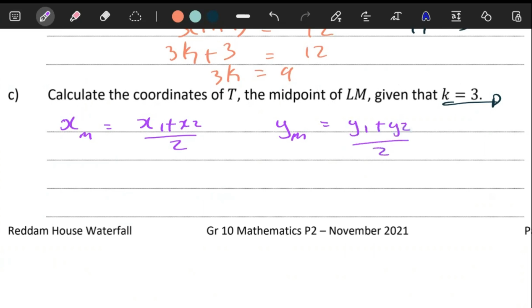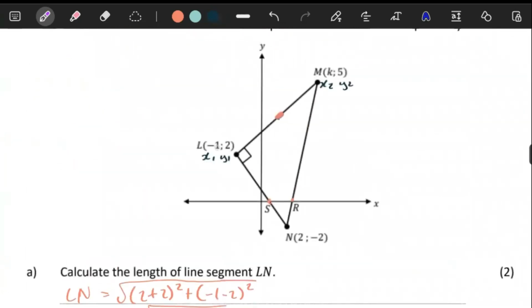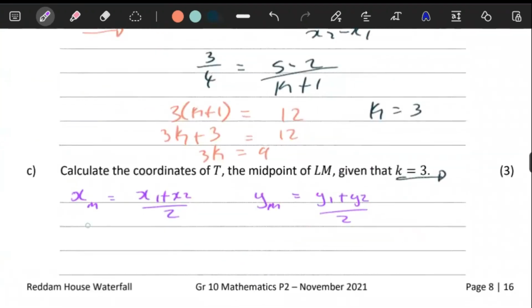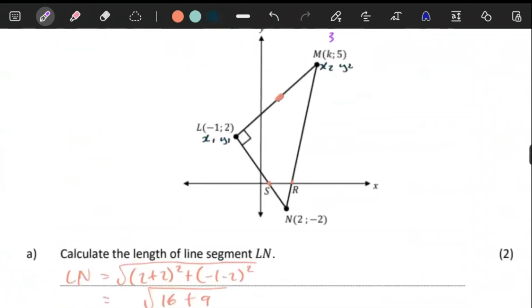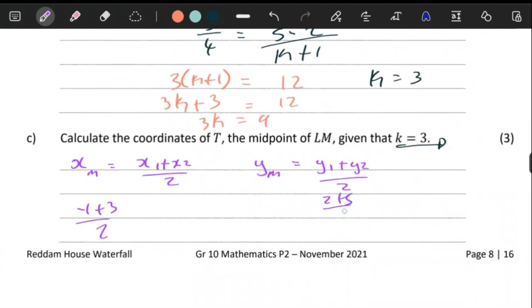Two different equations. Now, we're talking about L and M, right? So we can say negative 1 plus 3 over 2, and then for this one, 2 plus 5 over 2. So this is 7 over 2, and this one is 1. Since they want the full coordinate, you have to write it as a coordinate, x value, y value. There you go.